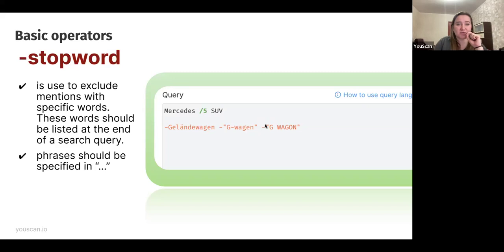And now let's discuss what's the difference actually between AND NOT and stop words, because currently it looks pretty similar. And why do we need two operators for irrelevant mentions?